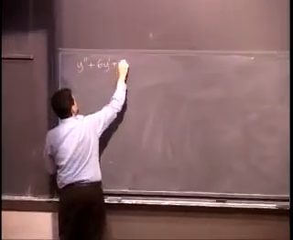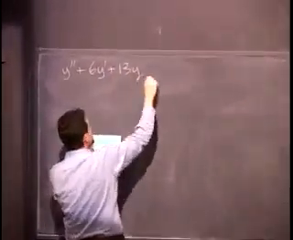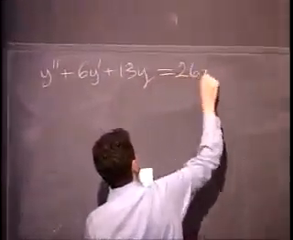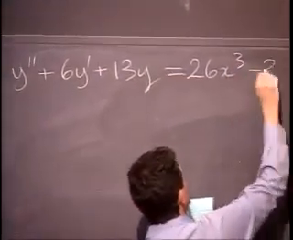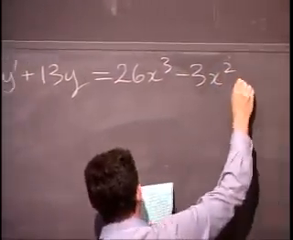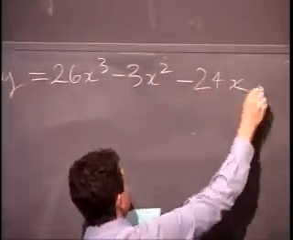Here is an example of an initial value problem. Which one do I want to do? I want to do the easier one because I'm getting tired. Okay. y'' plus 6y' plus 13y equals 26x cubed minus 3x squared minus 24x. So there's the differential equation.